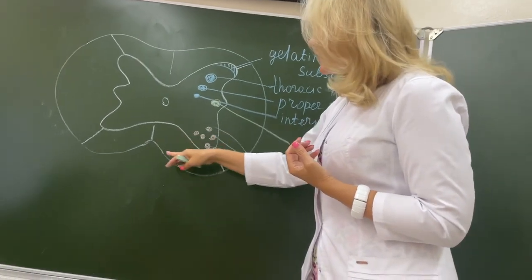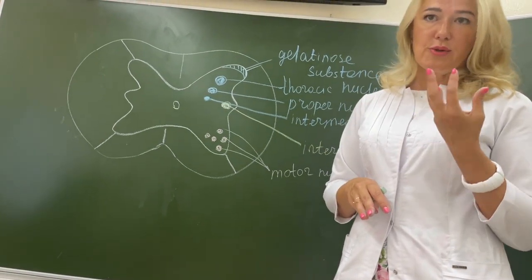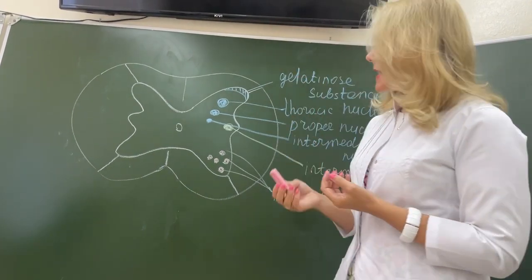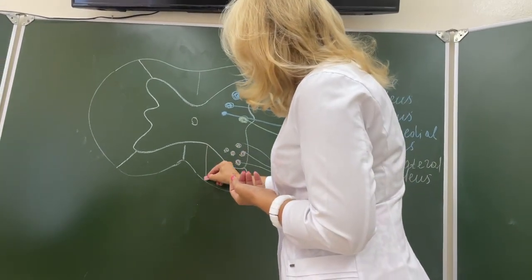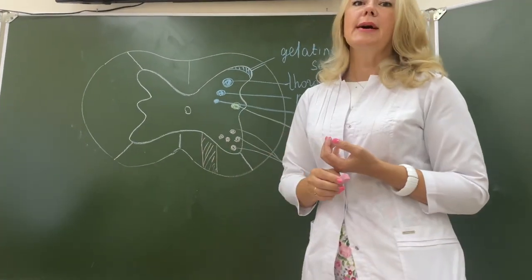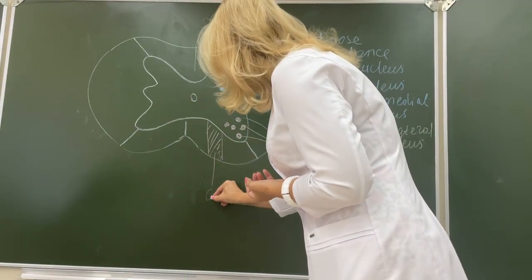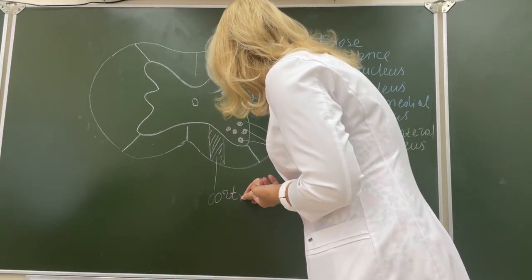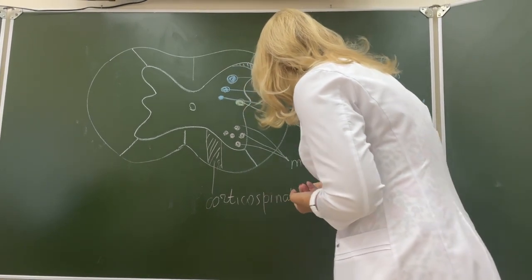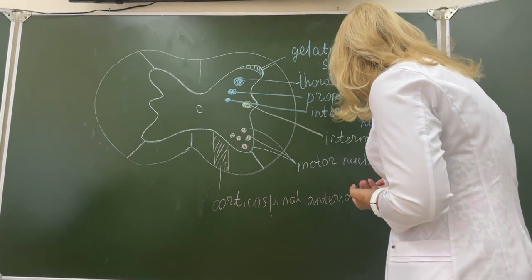In the anterior funiculus, the tracts which are located are motor tracts, we know it. Motor tracts, again, we'll use our red, and motor tracts which are distributed here are called the cortico-spinal anterior tract.